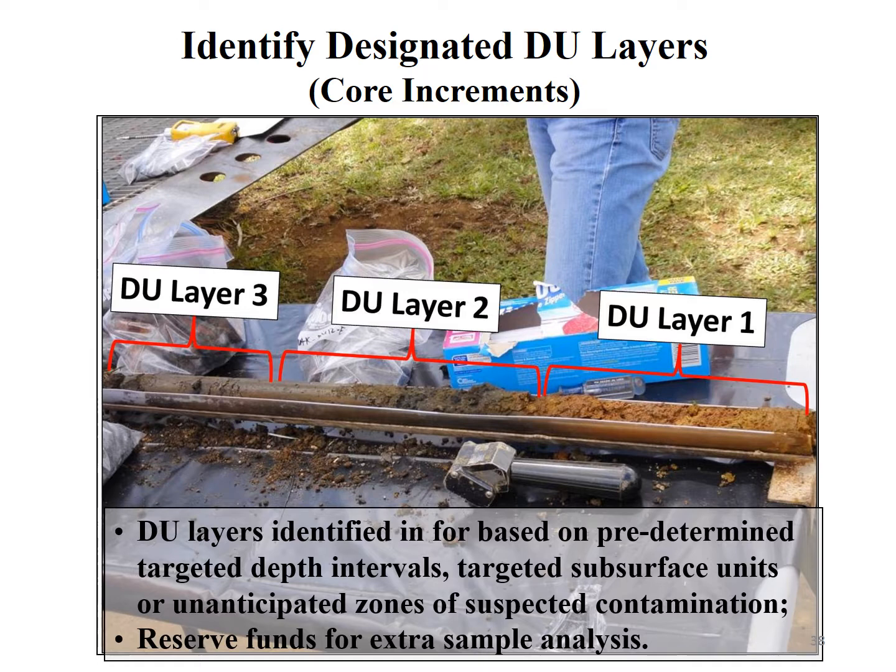Then the next of the 30 or more cores are brought up. Those same layers are exposed and subsampled, and each respective layer is put in their respective sample containers to make up the bulk multi-increment sample that will be sent to the lab.